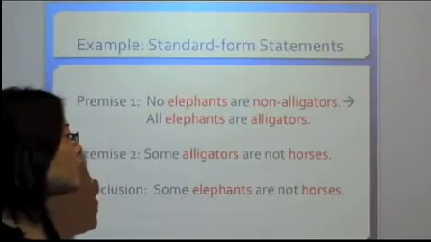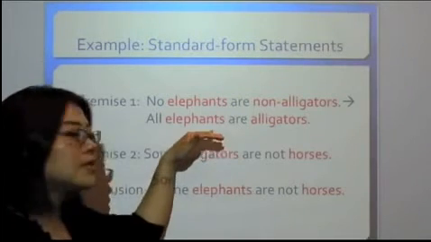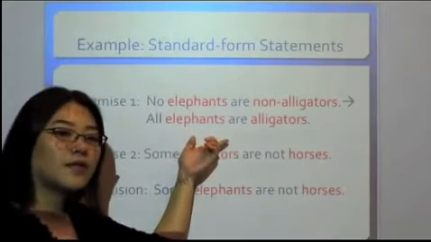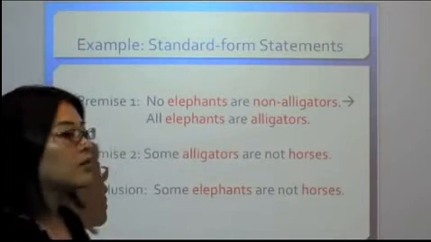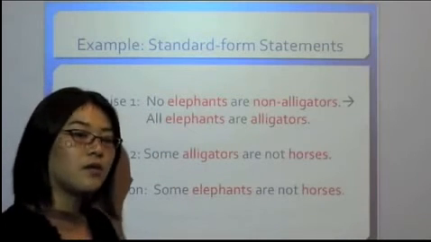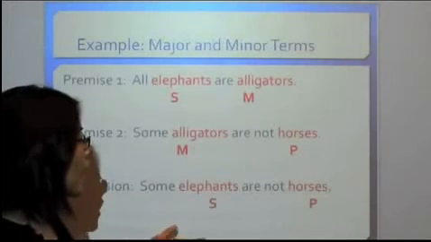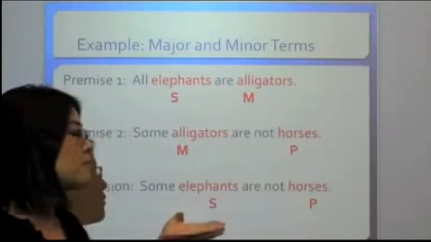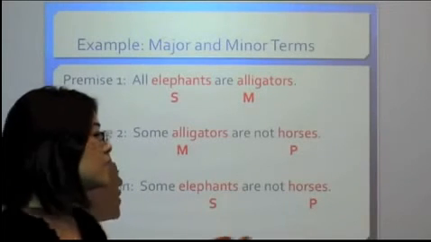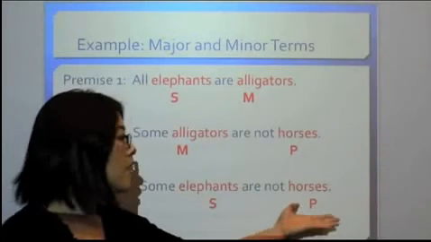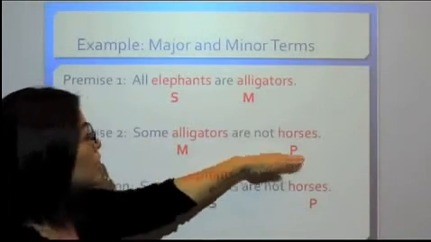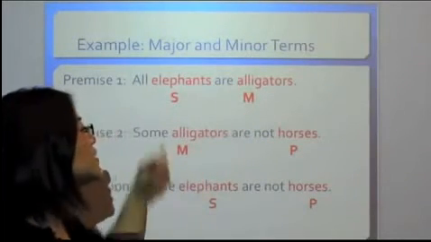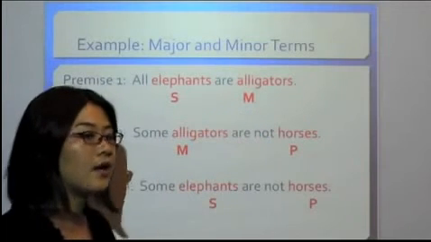Now, after we translated this statement, which has the term complement, into a standard form categorical statement that does not have a term complement, we can see that we only have three terms in this argument now. The conclusion has the minor term and the major term: the subject of the conclusion, which is the minor term, elephants, and the predicate of the conclusion, which is the major term, horses. Those terms occur in the premises as well. And then we have alligators as the middle term. So we only have three terms in this argument now.